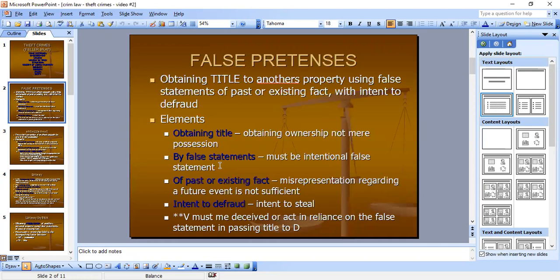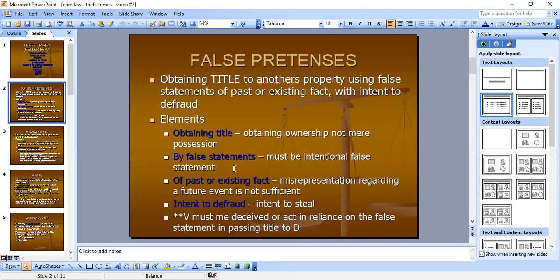Of past or existing fact. Misrepresentation regarding a future event is not sufficient. No future event here. Next element, intent to defraud, intent to steal. Side note, victim must be deceived or act in reliance on the false statement in passing title to defendant.